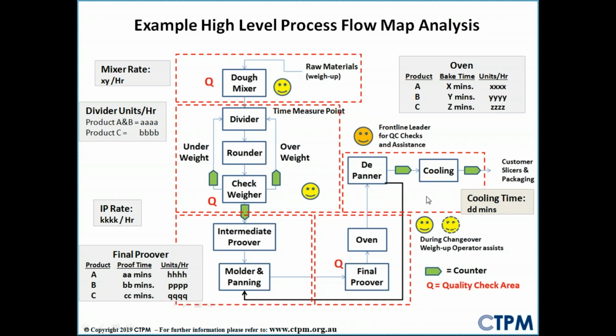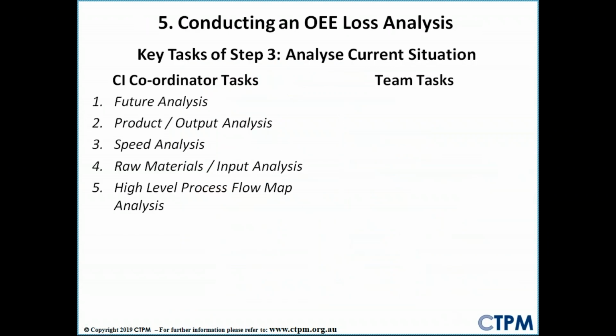Finally, if we're going to do detailed analysis, and I'll go through this in part 2, how do we break the thing up into sections so we can see, for example, where the minor losses are occurring? Where are the rejects coming from in specific areas? That's what we call a high-level process flow map.